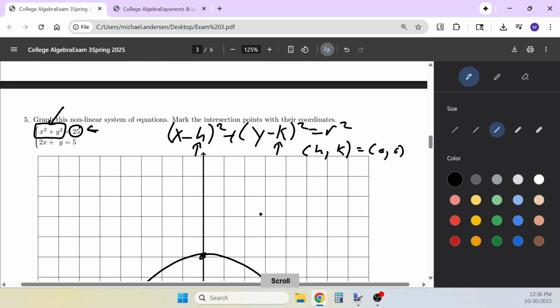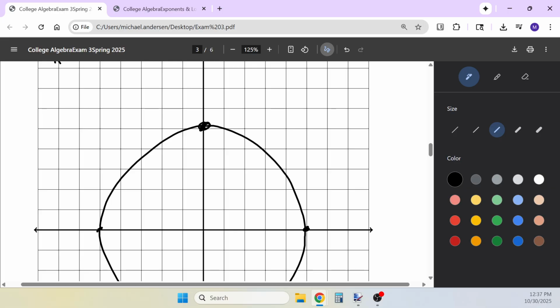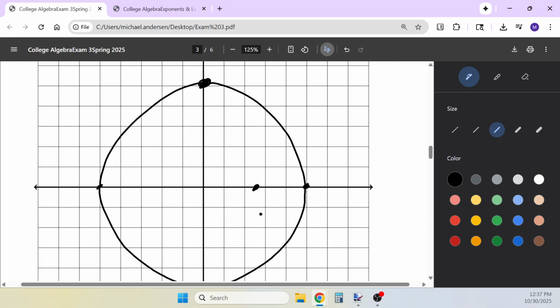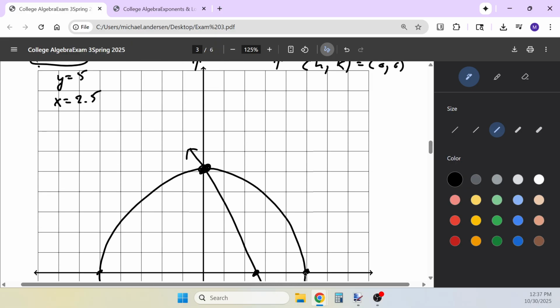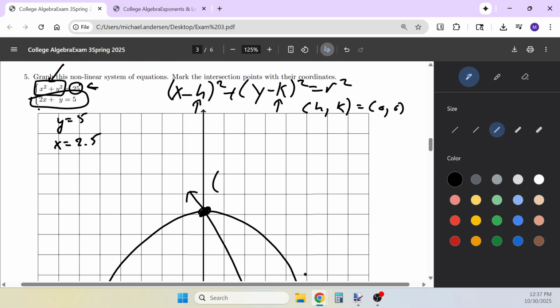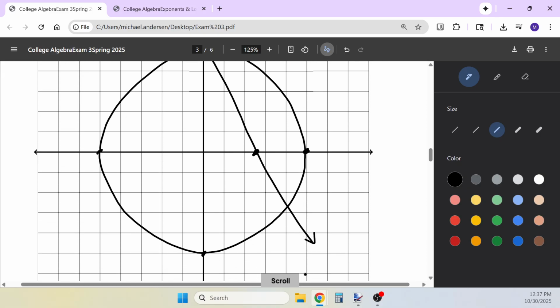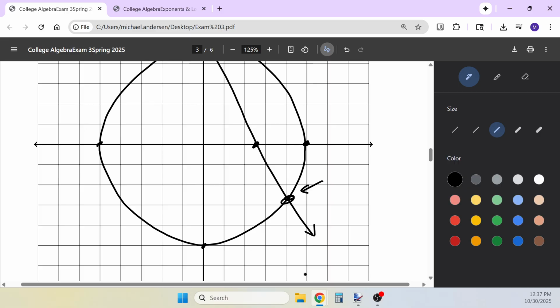Okay, so there's our circle, and then we have this line. This line, if we plug in x is 0, y equals 5, is the y-intercept. If we set y equals 0, we get x equals 2.5, the x-intercept. It's pretty obvious 5 is in it, but we need to find out the coordinates of this point.